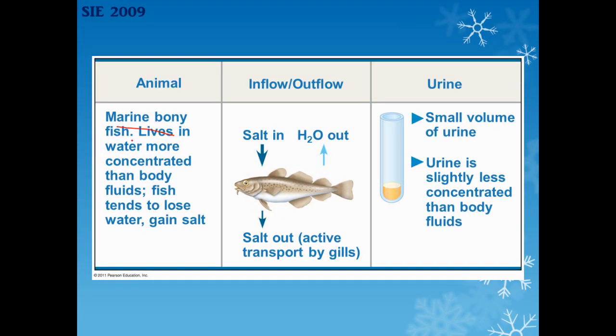How about the marine bony fish? They also live in water, but it is more concentrated than the body fluids. So the fish tends to lose water. They are opposite to the freshwater fish just now, and they are gaining salt. They take in the salt, and also lose water. So they have a small volume of urine compared to the freshwater fish, and the urine is slightly less concentrated than the body fluids.